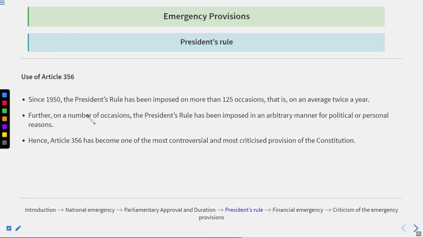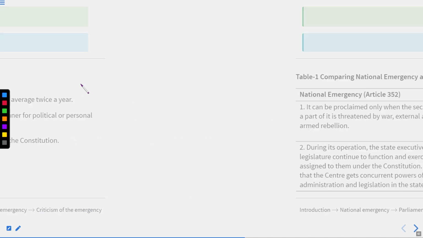Thereafter, we have the use of Article 356. Since 1950, the president's rule has been imposed on more than 125 occasions, that is, on an average twice a year. Further, on a number of occasions, the president's rule has been imposed in an arbitrary manner for political or personal reasons. Hence, Article 356 has become one of the most controversial and most criticized provisions of the Constitution.